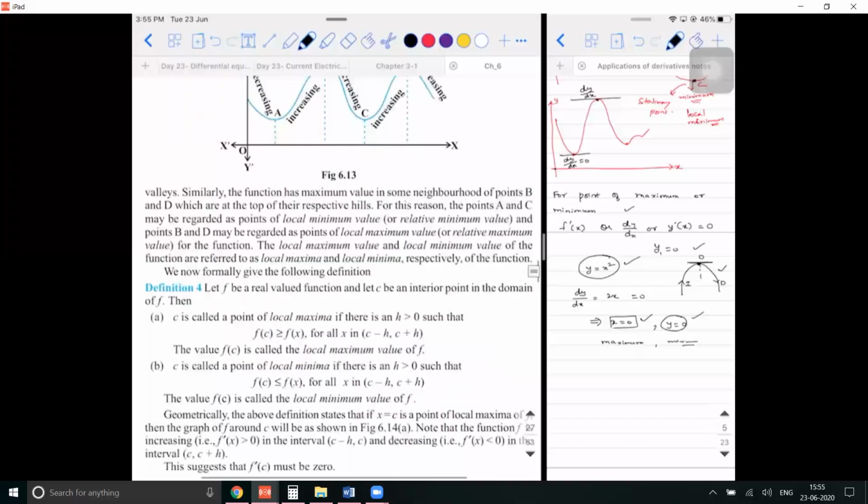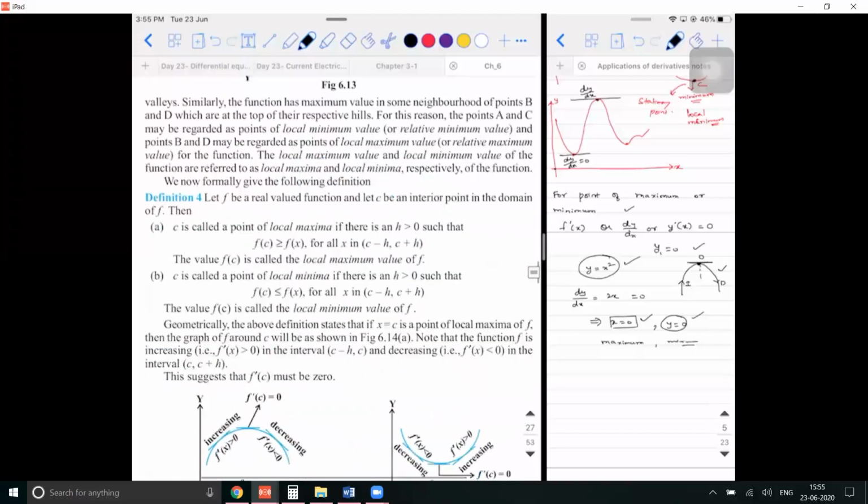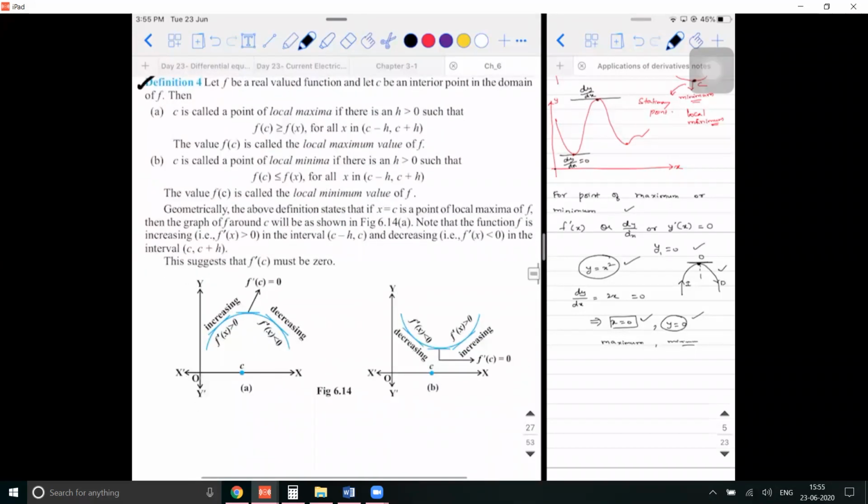Sorry, it's not 217. If you go to page 220, there is a definition 4 that is given. If f is a real valued function and let C be an interior point in the domain of f. See, the term domain is very important. Then I can call C the point of local maxima, if there is a value of h such that the right limit of f dash of x is less than 0 and the left limit of f dash of x is greater than 0, then that point will become the point of maximum.